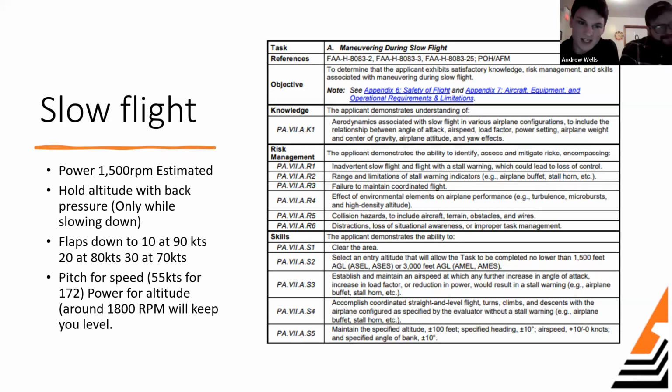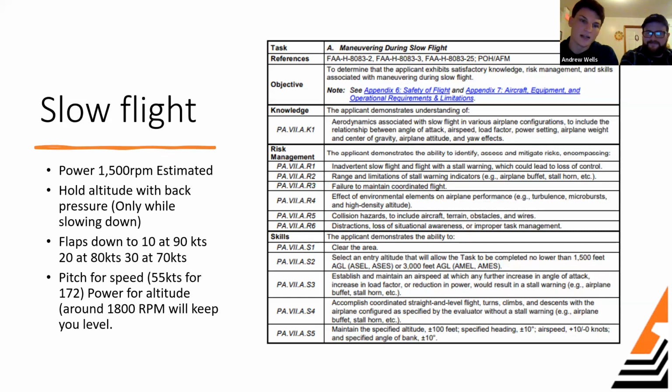So that's why we teach it up in the air when you first start flying, because we want you to understand how the plane is going to react coming in to land. So you know what to do when you're low to the ground, when you're slow, when you're fast, anything like that. So the first step when we get into slow flight, obviously we do our clearing turns before this.